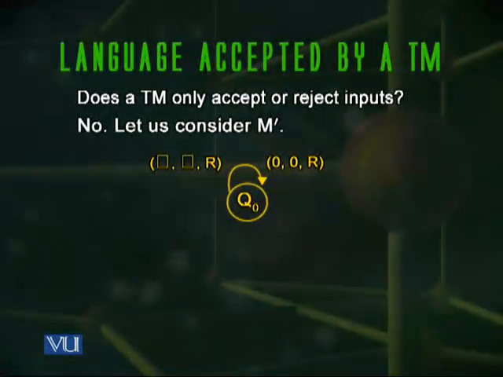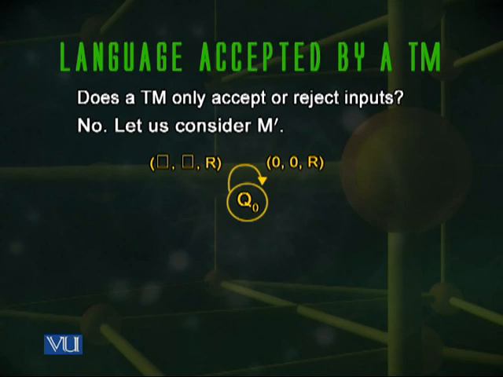Here I have made a Turing machine M prime by slightly modifying our previous example. What I have done is I have changed the delta function so that delta of Q0, comma blank is equal to Q0, comma blank, comma R. What does this mean? This means that if the machine is in state Q0 and it reads a blank, it continues to move to the right and replaces the blank with a blank. So as long as the machine is reading a blank, it will continue to move to the right.